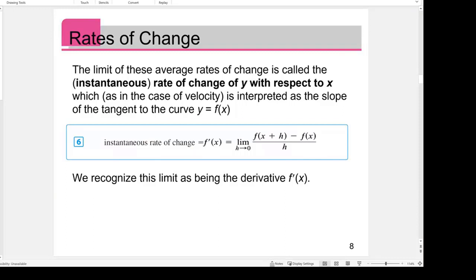The limit of these average rates of change is called the instantaneous rate of change of y with respect to x, which, as in the case of velocity, is interpreted as the slope of the tangent to the curve y equals f of x. Remember those 2 points are getting closer and closer together. We call it the derivative. That is one type of notation for derivative. And I will show you a few more in this slide presentation. And notice it's saying it's the instantaneous rate of change because we have h going to 0.